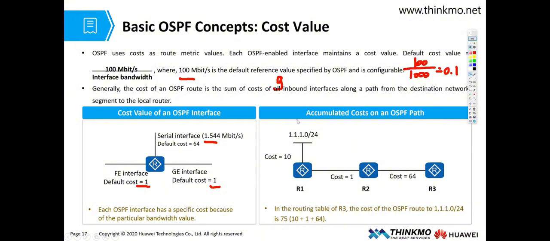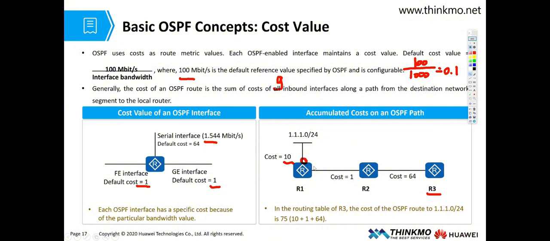For example, if we are now looking at the routing table in R3, it needs to calculate the cost to reach the 1.1.1.0/24 network segment. It needs to calculate, and first we need to calculate the cost for this network segment.